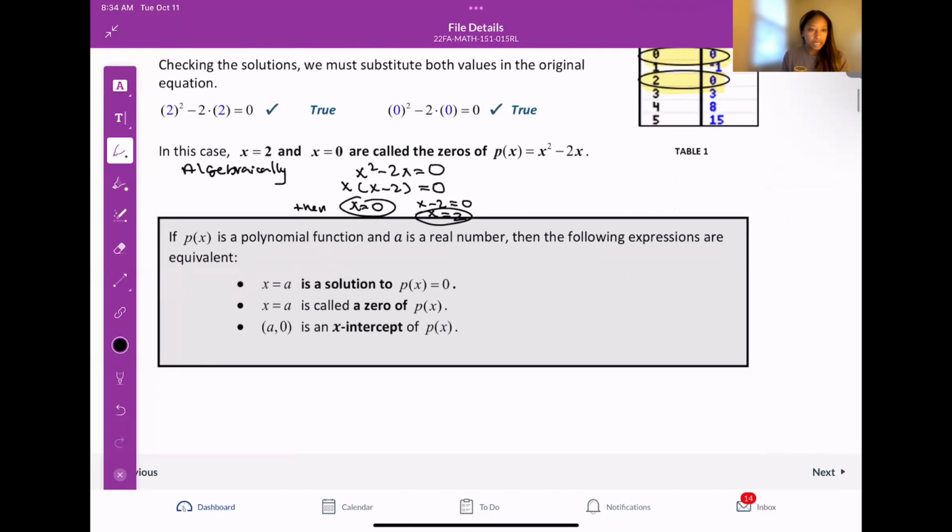Bits of terminology that we need to know. What we're doing has a few different names. One, we're finding the solution to our equation, x squared minus 2x equals 0. We say that the solutions are x equals 0 and x equals 2. Also, we're finding the zeros of the polynomial p of x. And the zeros are also called the x-intercepts. So in this case, the solution, the zeros, the x-intercepts, all the same thing.